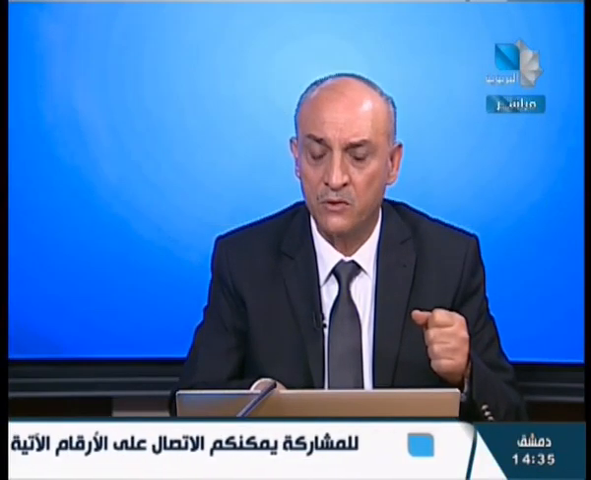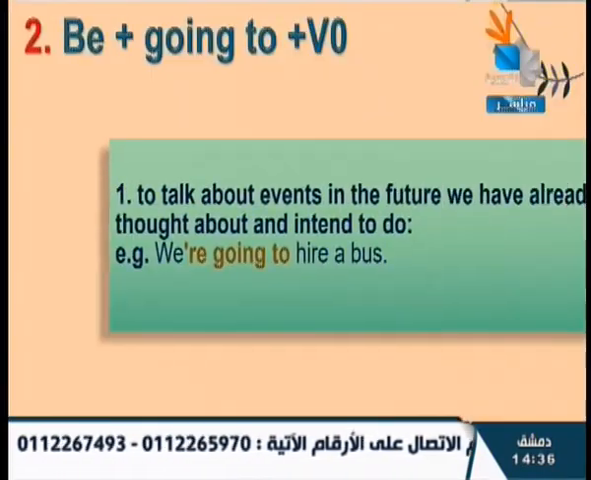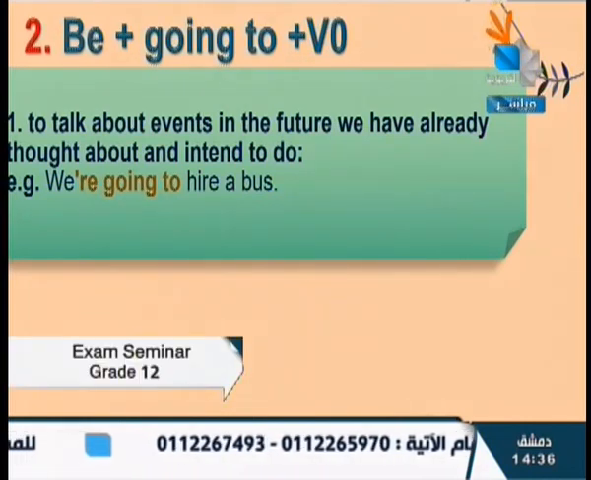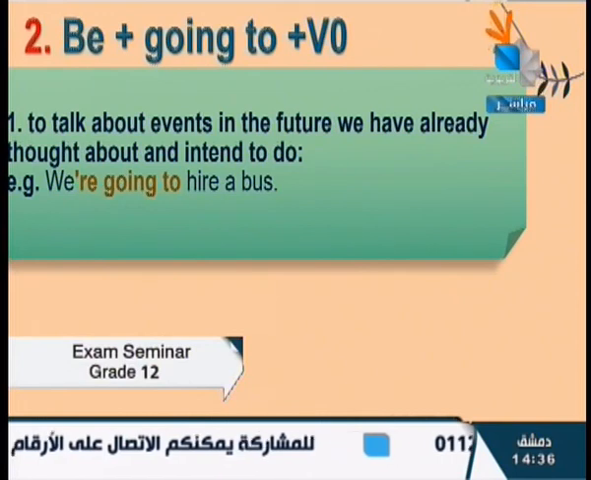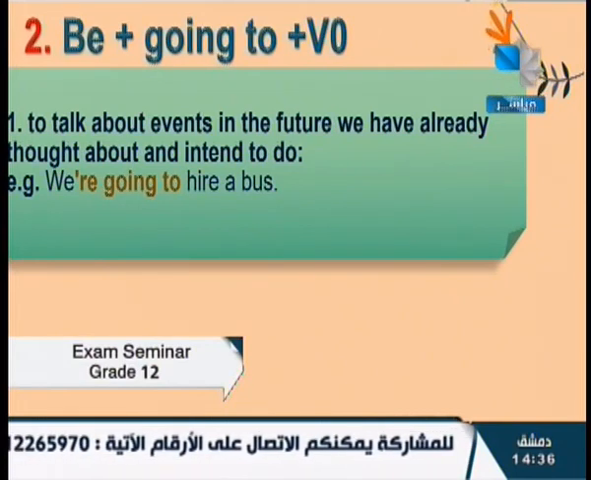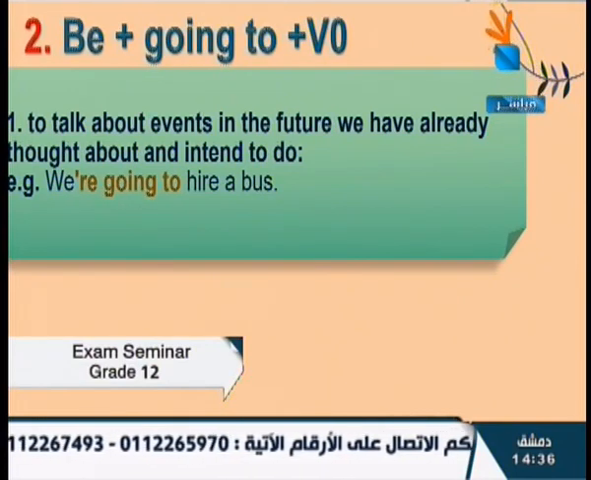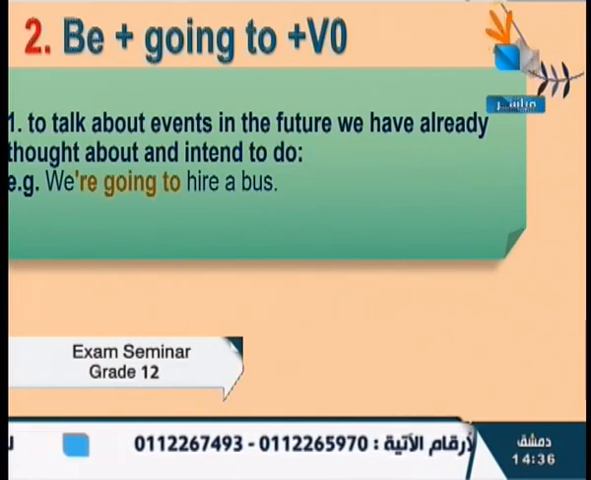Now, dear students, we have another form in the future, which is the be going to and the 0 form. It is the second form of the future tenses. We use be plus going to plus the verb in the 0 form. We use it to talk about events in the future we have already thought about and intend to do. Example, we're going to hire a bus.